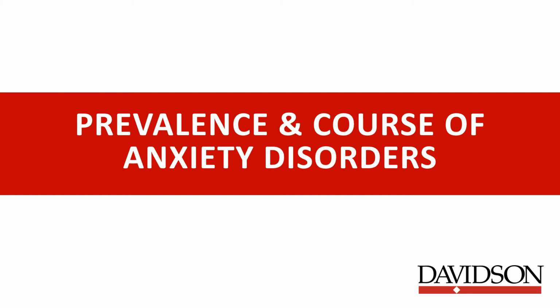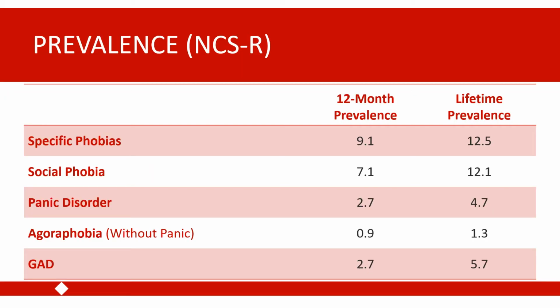In this video lecture, we'll review the prevalence and course of the anxiety disorders that are included in the DSM-5. When it comes to the prevalence of anxiety disorders from the National Comorbidity Survey Replication, this overall category is the second most common set of psychological disorders, coming in second only to substance-related disorders. And as you can see, the prevalence of the specific disorders included in this diagnostic category varies.